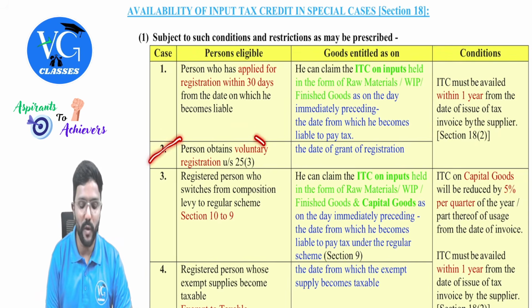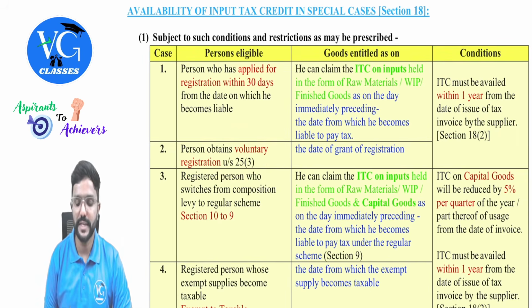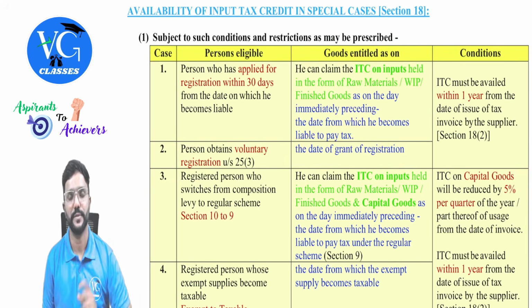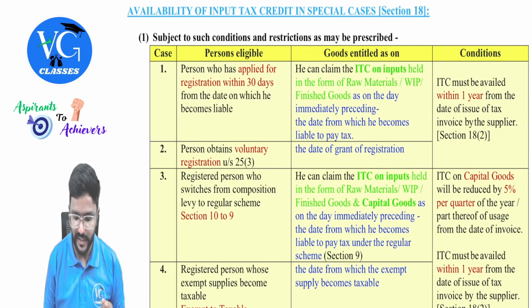This is when I am liable and I applied for registration within 30 days. Sir, what if I am taking voluntary registration? Even in that case, he can claim ITC on the inputs held in the form of raw material, WIP and finished goods as on the date immediately preceding the date of grant of registration. Okay, I will try to explain this with an example.